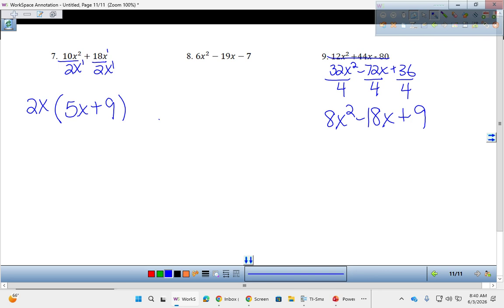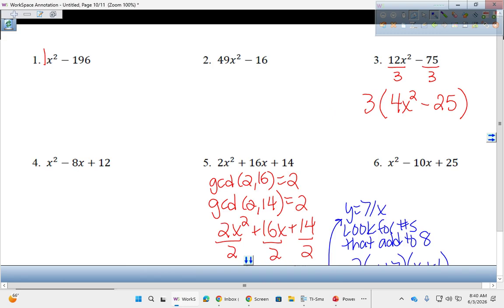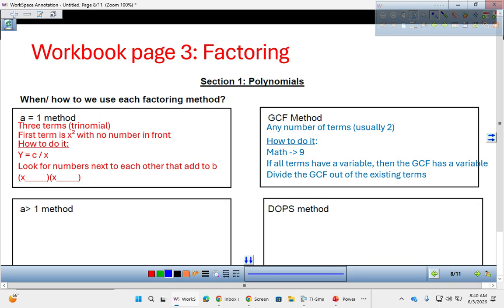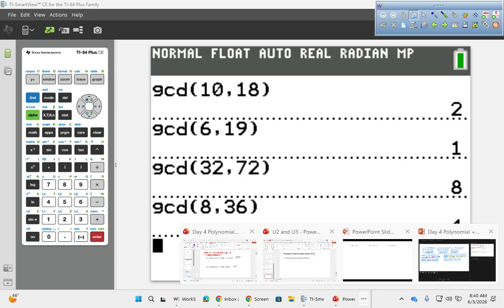Put it in the front. This isn't a equals 1 though. I can't do anything else, at least today, right? Because a is 8. So this is GCF when we can divide something out, and then a equals 1 as well when we have 3 terms. All right?